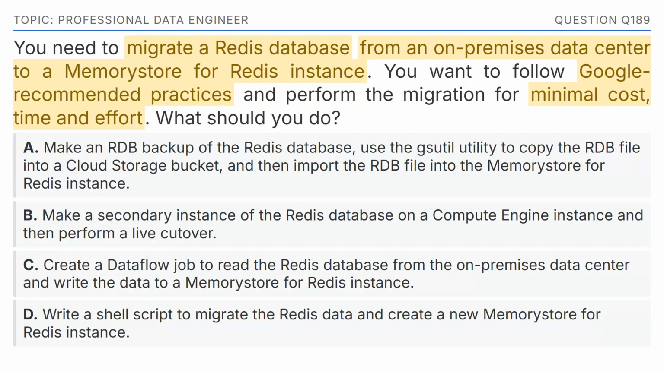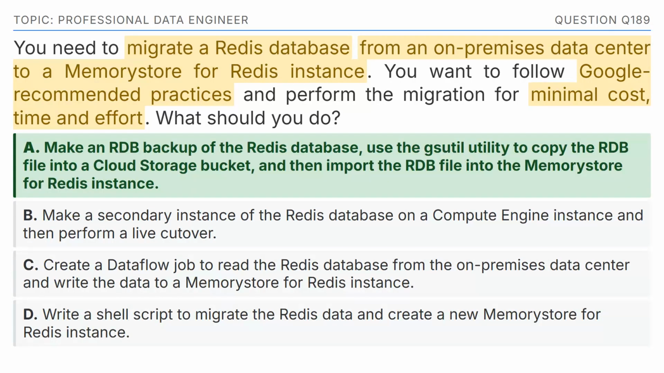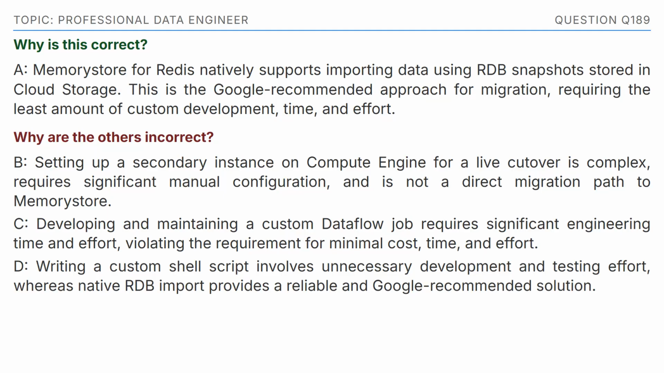To arrive at the correct answer, we focus on the keywords: migrate a Redis database from an on-premises data center to a Memorystore for Redis instance, Google recommended practices, minimal cost, time and effort. The correct answer is option A, make an RDB backup of the Redis database, use the gsutil utility to copy the RDB file into a Cloud Storage bucket, and then import the RDB file into the Memorystore for Redis instance. Why is this correct?